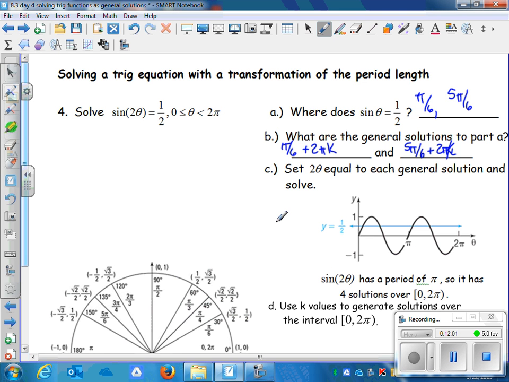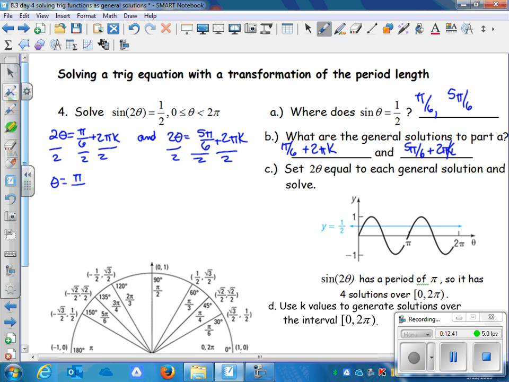Now, in order for us to calculate any missing values of theta, we have to take the 2 theta and set it equal to each of these general solutions. So 2 theta equals pi over 6 plus 2 pi k, and the second one, 2 theta equals 5 pi over 6 plus 2 pi k. We're going to solve for theta. We're going to divide both sides, or you can divide all the way across by 2 in all cases. So I get theta equals pi over 6 divided by 2 is pi over 12, and then the 2's cancel here, so we have pi k. For the second one, we're going to have 5 pi over 12 plus pi k. Those are the general equations for this specific trigonometric function.